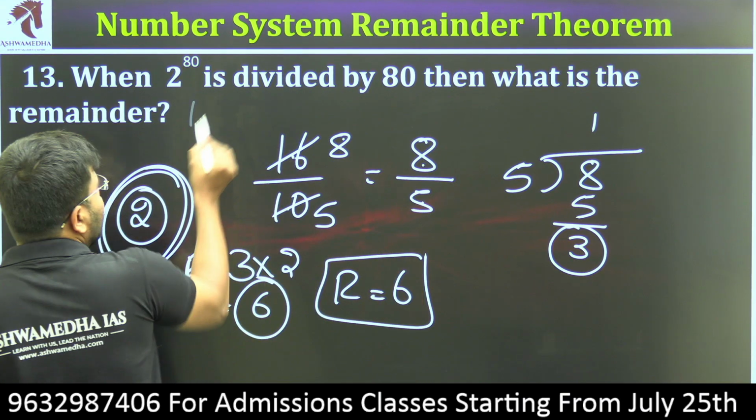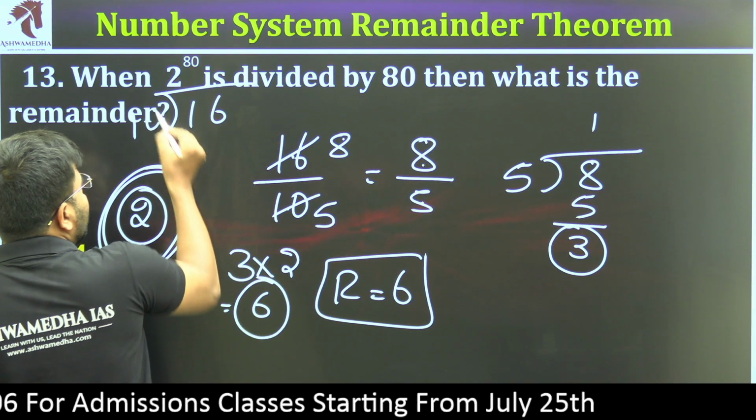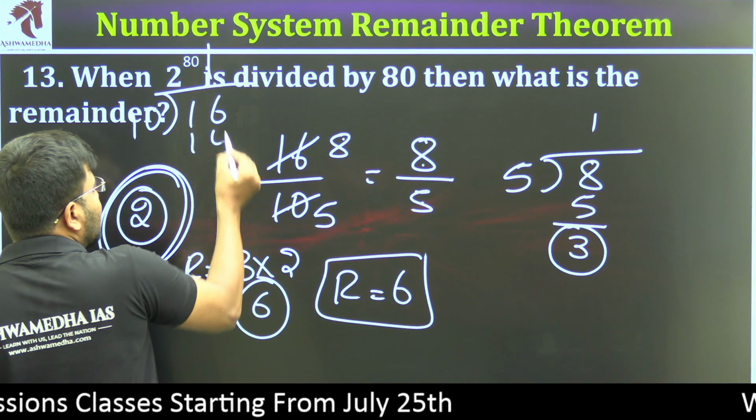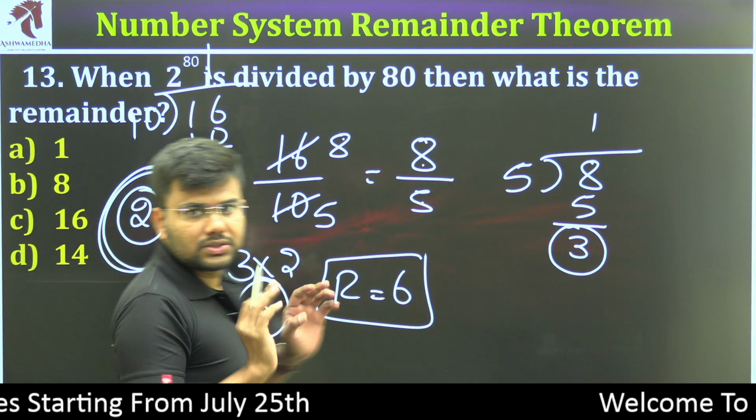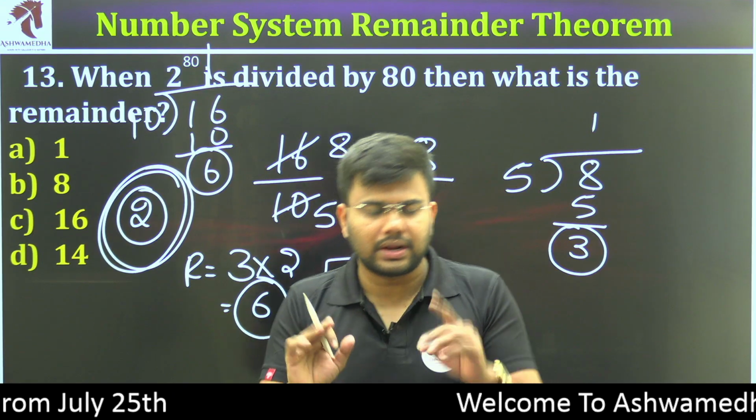How to find out the remainder? Simple. 16 will be divided by 10. 10 1s are 10. What is the remainder? 6 is the remainder. That's how you do. That's the cancellation factor. I hope you have understood.